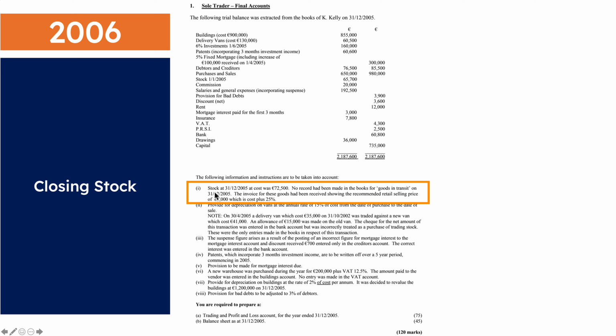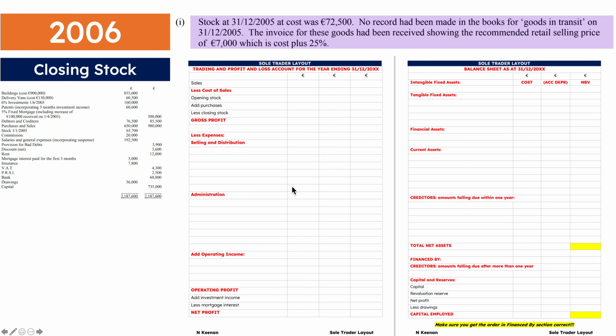2006, so number one, stock at 31st the 12th 2005 at cost was 72,500. No record had been made in the books for goods in transit on 31st the 12th 2005. The invoice for these goods had been received showing the recommended retail selling price of 7,000, which is cost plus 25%. Okay, so invoice has been received.